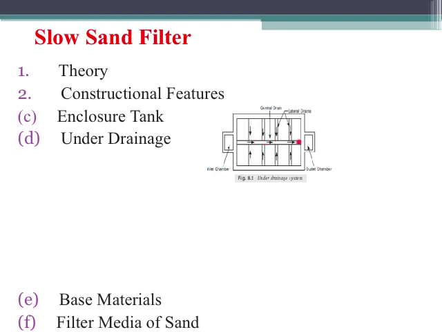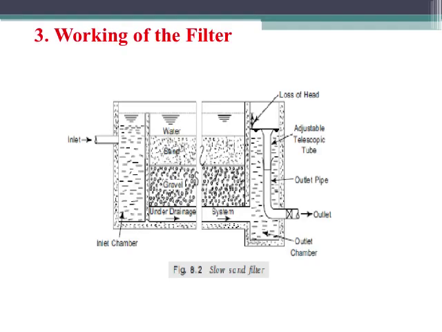So here is the figure. We can see that this central drain is supported with lateral drains on either side. We shall now understand about the various parts of this slow sand filter. So here is the enclosure tank.